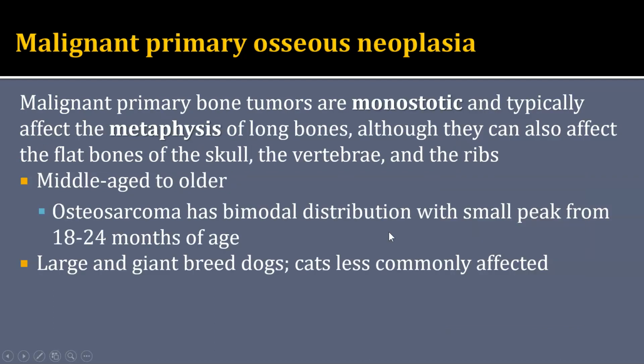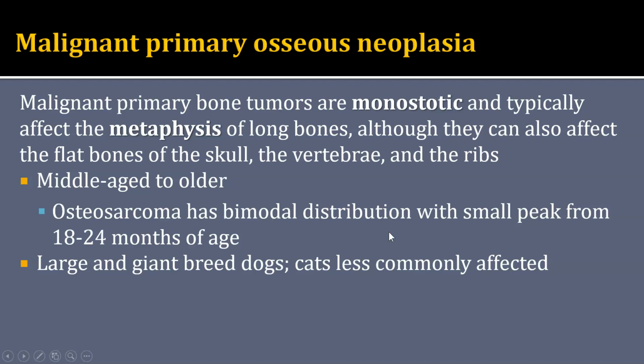Malignant primary bone tumors should be monostotic, so only affect one bone, and typically they affect the metaphysis of the long bones, although they can also affect the flat bones of the skull, the vertebrae, and the ribs. In most patients with primary bone tumor, you'll find that they are middle-aged to older. However, osteosarcoma has a bimodal distribution, and that has a small peak of bone tumors in patients between 18 to 24 months of age. Large and giant breed dogs are most commonly affected, and cats are definitely less commonly affected.